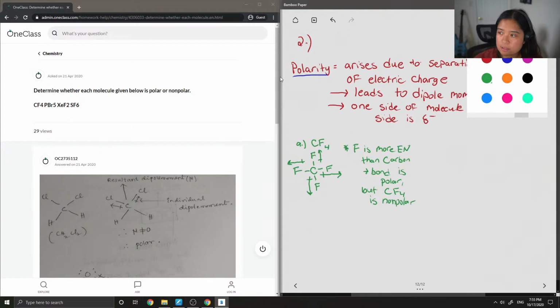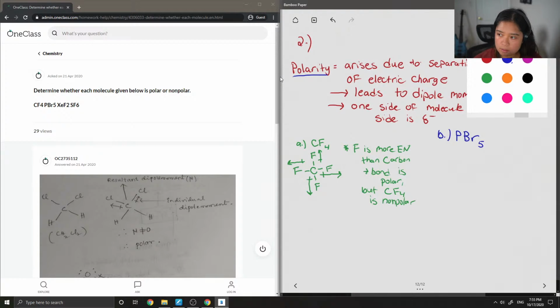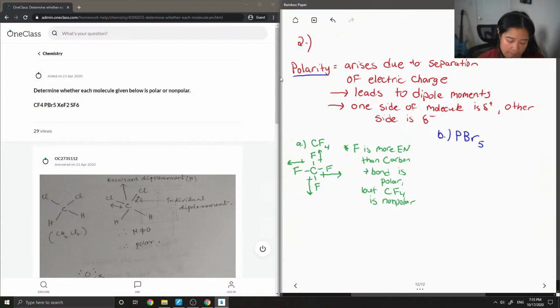Okay, so let's look at the next molecule they give us, PBr5. This looks like the following, where you have the phosphorus in the middle, and then all the bromines stick out like this, and again they all cancel each other out. So this is a nonpolar molecule as well.